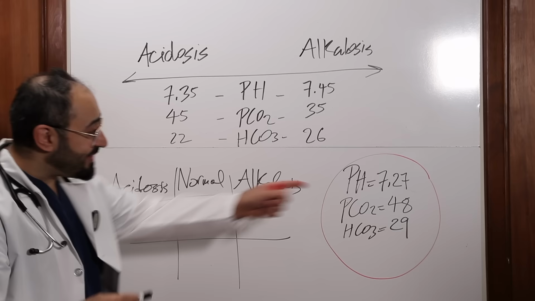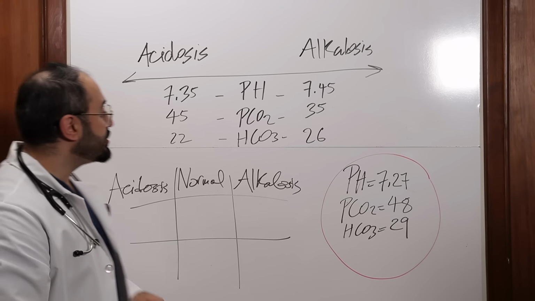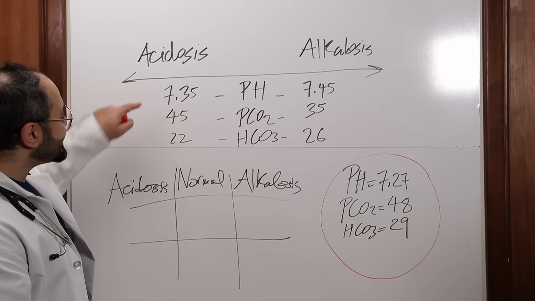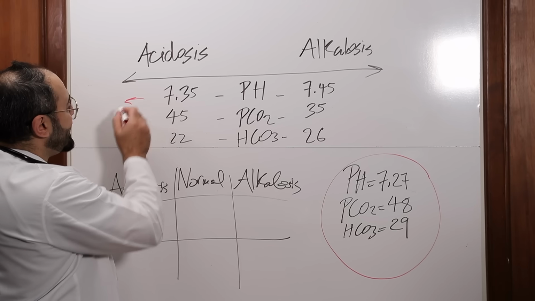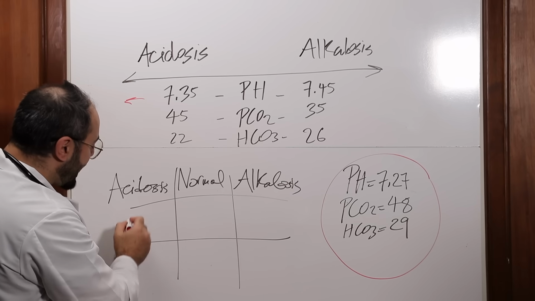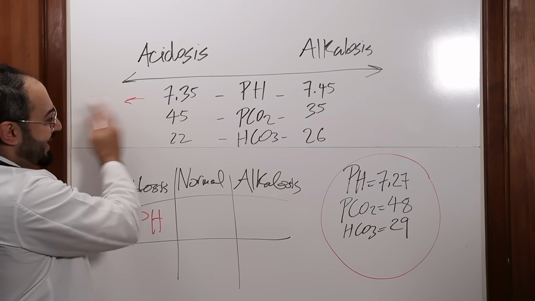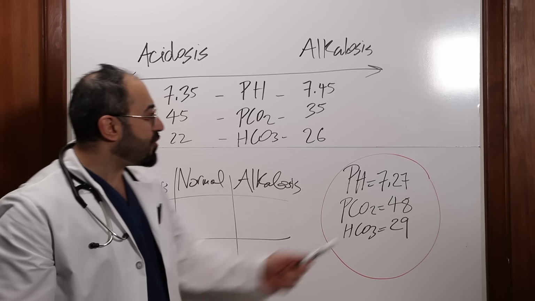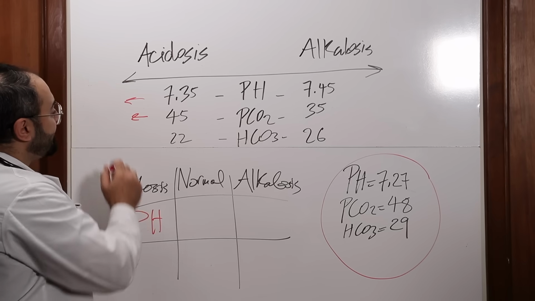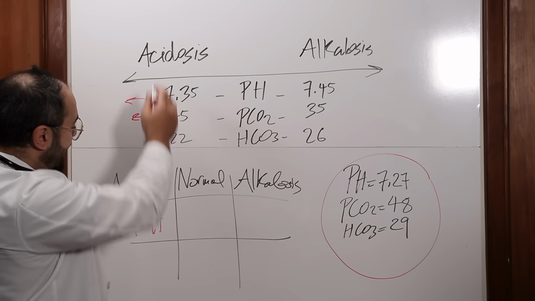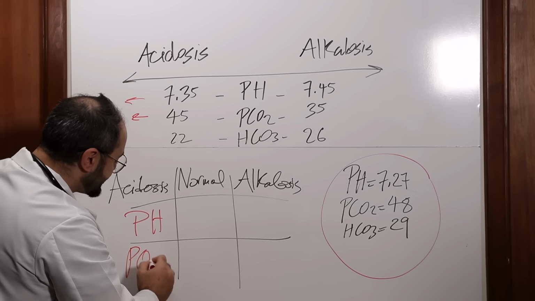Alrighty? So we've got that example right there. The pH is 7.23, so it's less than normal, so it's gonna be right here. Let me use the red pen. It's acidotic, so I'm gonna put pH right here. The PCO2 is 48, which is higher than 45. So 48 is right here, so I'm gonna put PCO2 under acidosis.